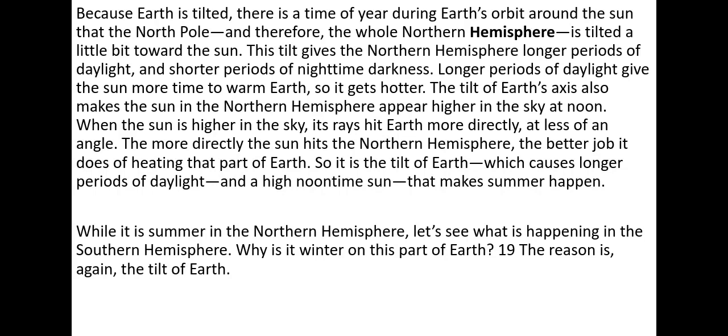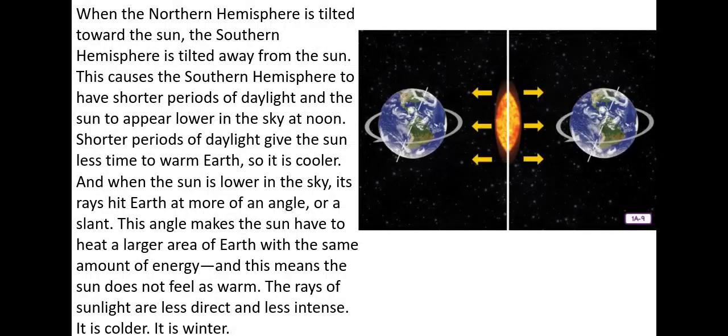While it is summer in the northern hemisphere, let's see what is happening in the southern hemisphere. Why is it winter on this part of Earth? The reason is, again, the tilt of Earth. When the northern hemisphere is tilted toward the sun, the southern hemisphere is tilted away from the sun. This causes the southern hemisphere to have shorter periods of daylight and the sun to appear lower in the sky at noon. Shorter periods of daylight give the sun less time to warm Earth, so it is cooler.